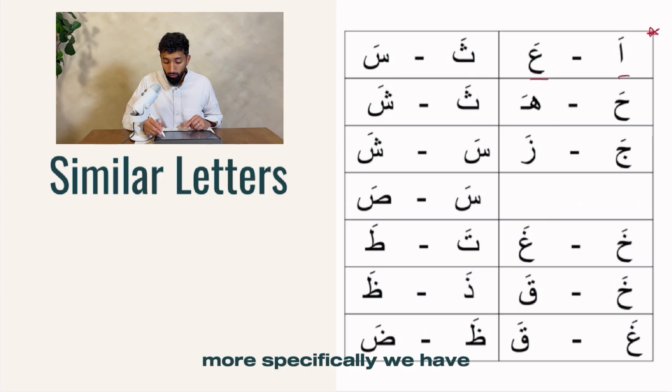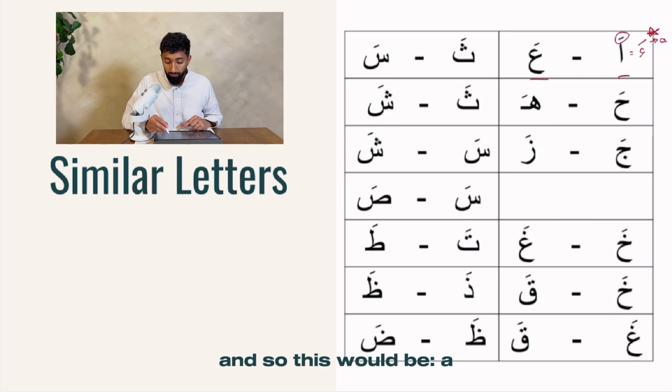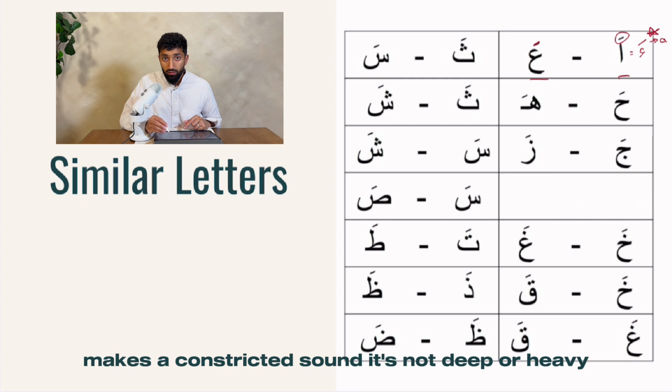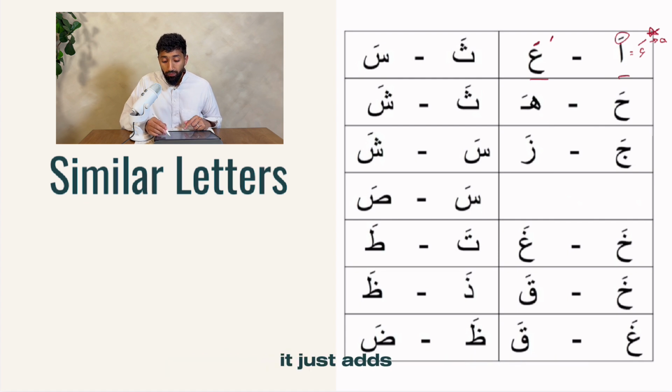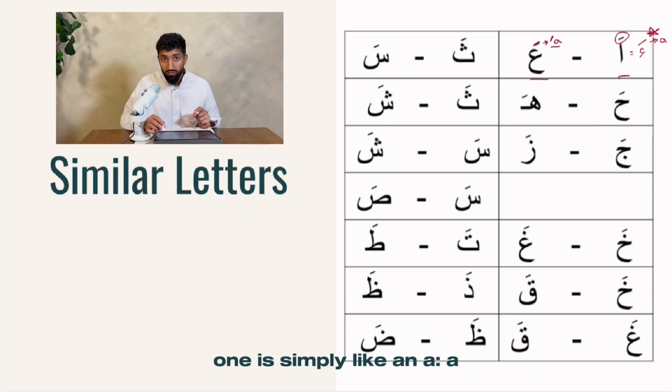So more specifically, we have alif with the fatha, which we said last time, it's actually hamza with the fatha, and hamza doesn't have its own sound, it just makes the sound of the vowel, and so this would be a. Then we have ayn and hamza. Ayn comes from the middle of the throat, makes a constricted sound, it's not deep or heavy, so you smile when you say it. It just adds to the vowel a constricted sound, so instead of saying a, we would say a. That's how those two differ. One is simply like an a, the other one has constriction.